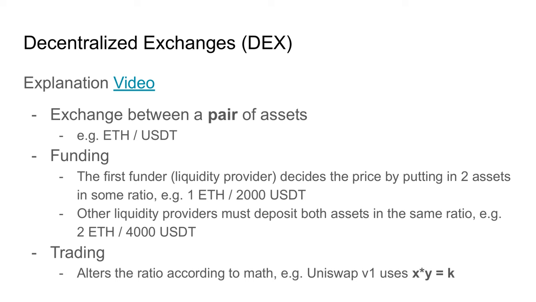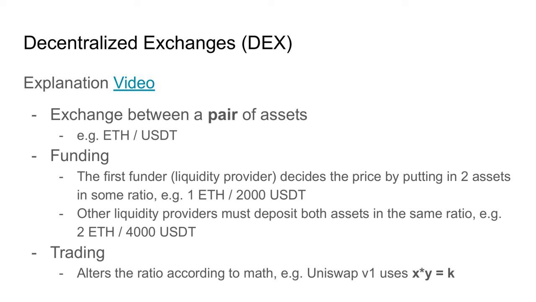USDT is just pegged to the US dollar. It's a cryptocurrency that's pegged to the US dollar. So if I think one Ether is worth 2,000 USDT, I'll put these two assets in the pool and I'll say, okay, now everyone, you can come trade with it how you wish. And I put it in this ratio because I believe the price is according to this ratio. I believe that these two quantities are of equal value.